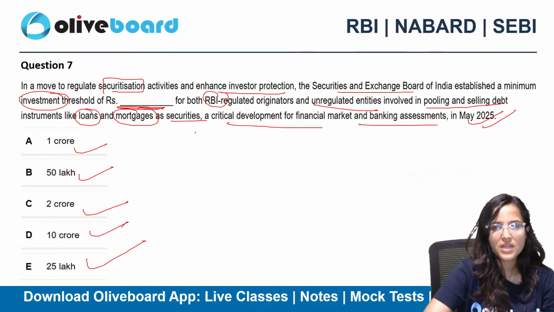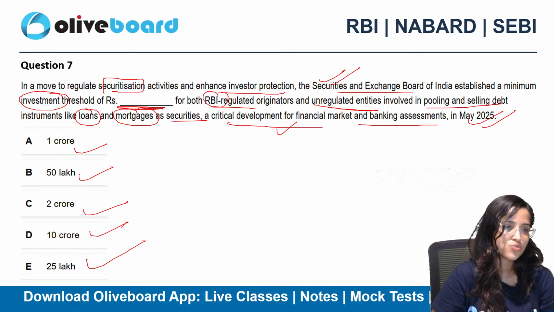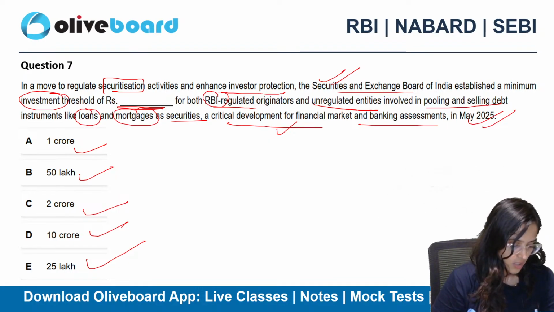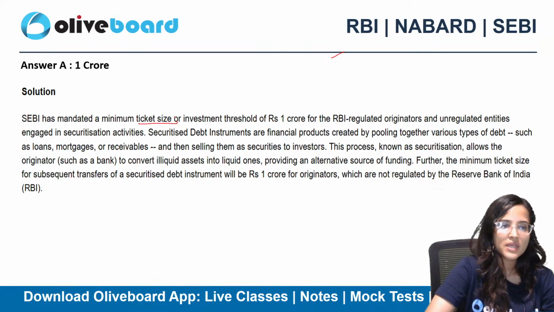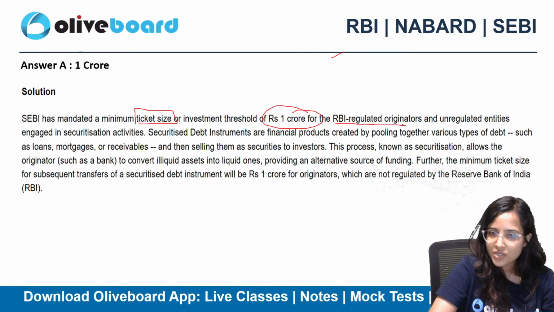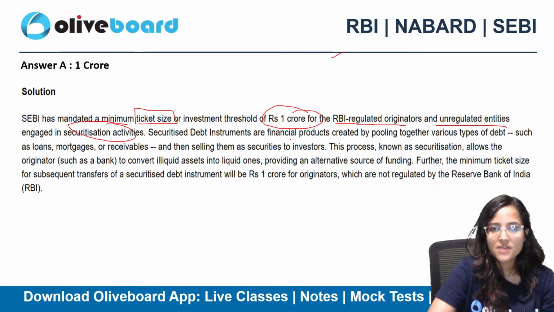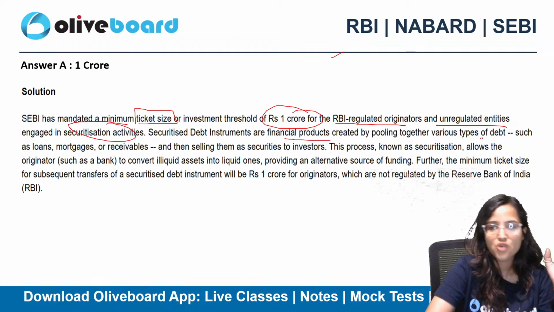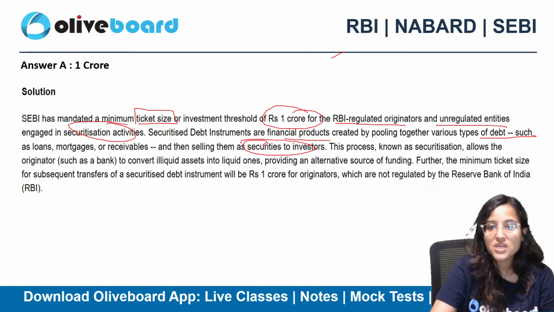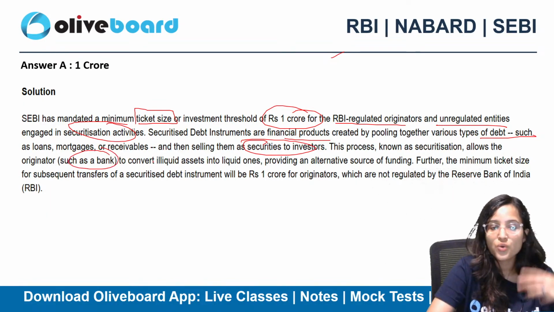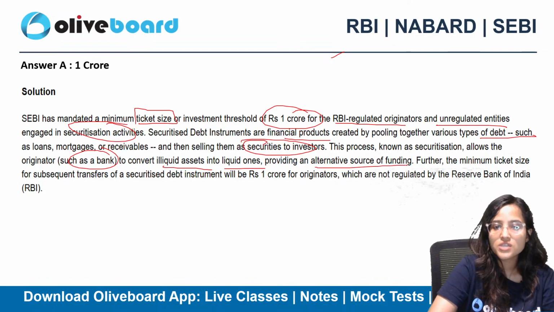What is the minimum investment threshold that SEBI has established for both RBI regulated originators and unregulated entities who are involved in pooling and selling debt instruments, loans, mortgages and all? Ashish is saying 1 crore, Atithi 1 crore, Rahul, Siddharth, all of you are saying 1 crore, and that is absolutely the correct answer. Very good to all of you. So SEBI has mandated a minimum ticket size or investment threshold of 1 crore for RBI regulated originators and unregulated entities who are engaged in securitization activities. Securitized debt instruments are financial products created by pooling together various types of debt, such as loans, mortgages, receivables, and then selling them as securities to the investors. And this process, which is known as securitization, allows the originators, such as banks, to convert illiquid assets into liquid ones, providing an alternative source of funding.